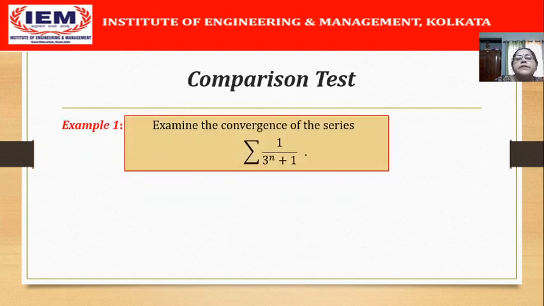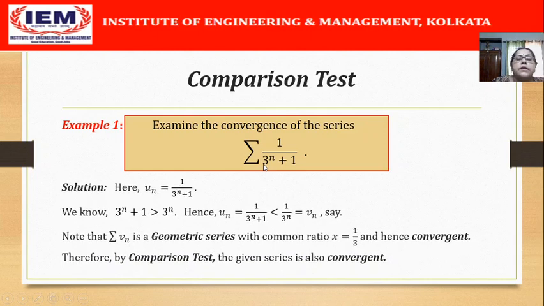So the first one, examine the convergence of the series summation 1 by 3 to the power n plus 1. So here our given series un is 1 by 3 to the power n plus 1. Now it's obvious that 3 to the power n plus 1 is greater than 3 to the power n. So if we reciprocate, 1 by 3 to the power n plus 1 will be less than 1 by 3 to the power n. And this is nothing but the term of our given series un.